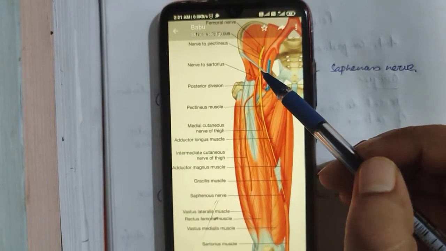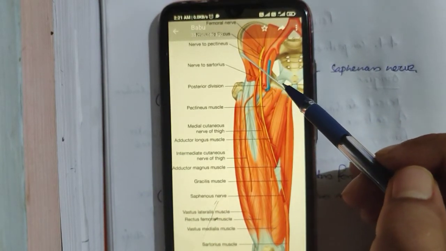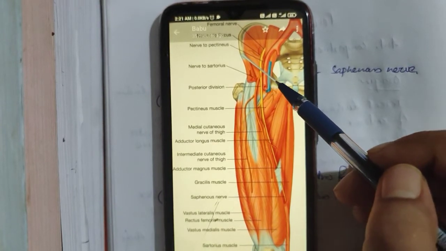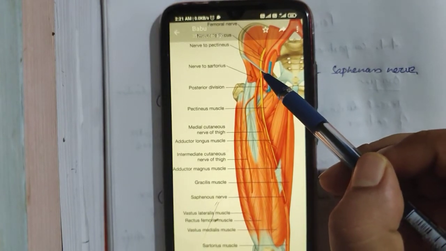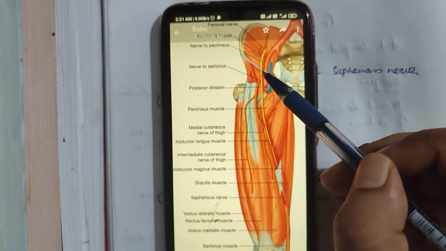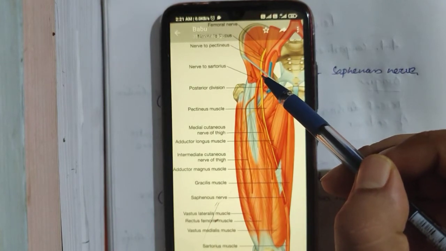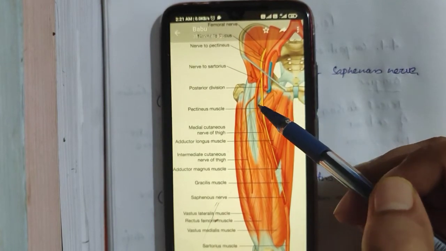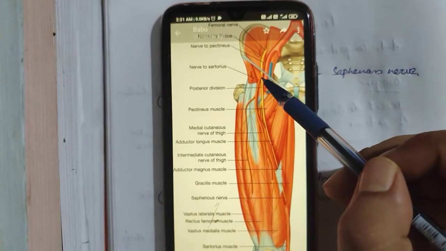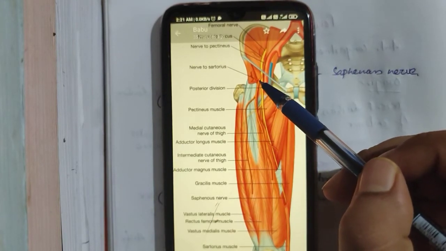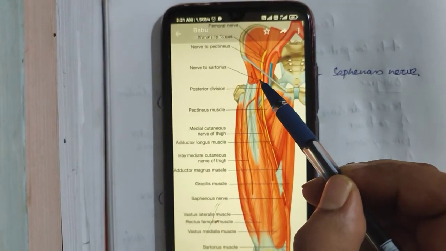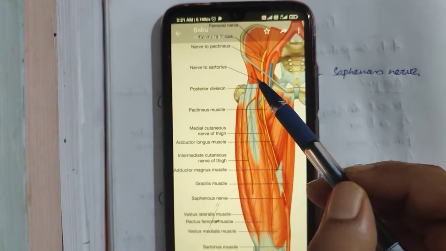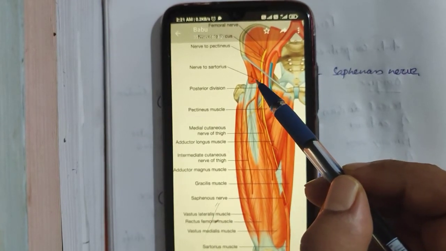Then it runs downwards and is situated behind the inguinal ligament. This one is the inguinal ligament. It is situated below the inguinal ligament. Then 2 centimeters below the inguinal ligament, it divides into anterior division and posterior division. The orange color shows the anterior division, and the yellow color is the posterior division. Here the anterior division gives one muscular branch, the nerve to the sartorius muscle.